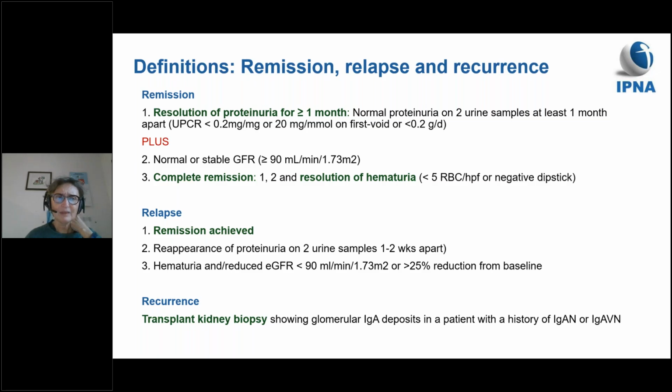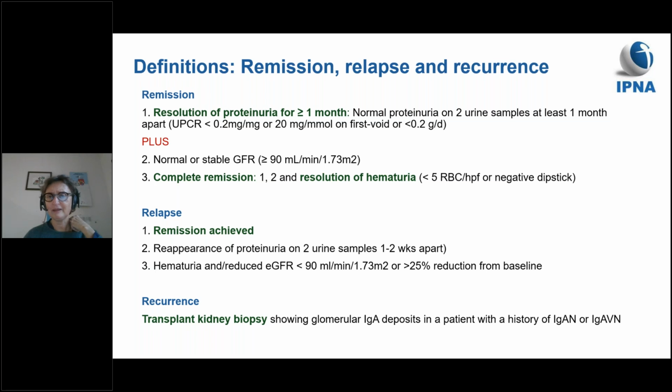And if you want to talk about complete remission, given the importance of hematuria in IgA nephropathy, in addition to the first 2 points of the remission definition, you also have to have resolution of hematuria, defined as having below 5 red blood cells per high power field, or negative dipstick for hematuria. Relapse in a child who has previously achieved remission is instead defined as a reappearance of proteinuria on 2 urine samples 1 or 2 weeks apart. In addition to this, you expect to have hematuria, and you may or may not have reduced eGFR with an eGFR below 90 or more than 25% reduction from baseline.